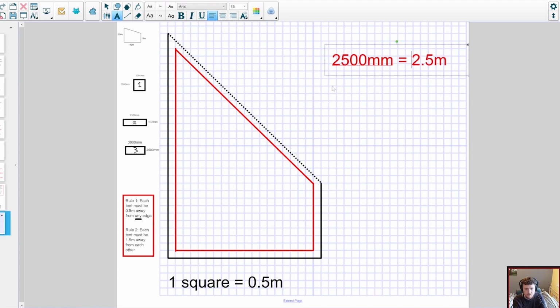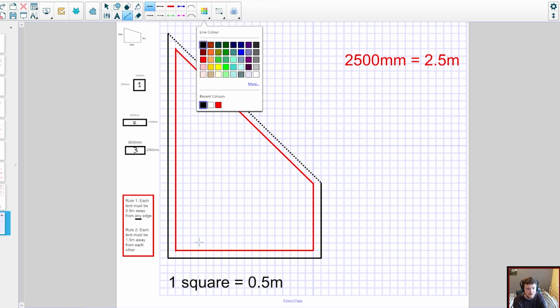If it would go. There we go. So we've got 2.5 meters. So plot 1 is 2.5 by 2.5. So I can put that in. If 1 square is 0.5, then 2.5 is going to be here, because I can count it up. 0.5, 1, 1.5, 2, 2.5. And then that means it's 5 across. And that also means it's going to be 5 up.